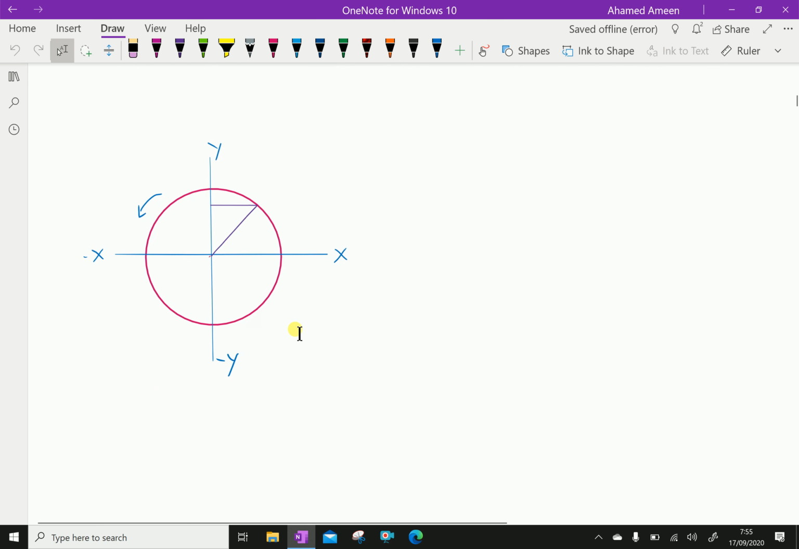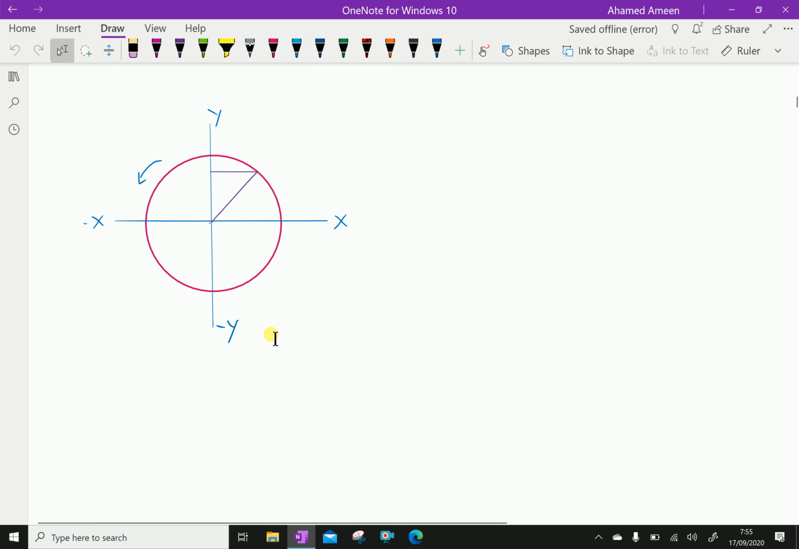Now look at this figure. Here the circle has center O, and the point P is here. Let this angle be theta. Here the position of the point in the x direction is x dash and x. In the y direction it is y dash and y.